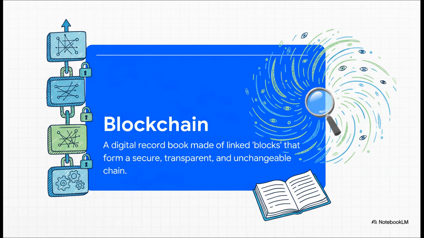Okay, so it all starts with the blockchain. You can think of it like a digital record book, but with a really clever twist. Information gets stored in blocks, and each new block is permanently, cryptographically linked to the one before it, which creates a chain. Now here's the kicker. Once a block is added to that chain, it cannot be changed, ever. This is what makes the entire history of what happened totally transparent and super secure.